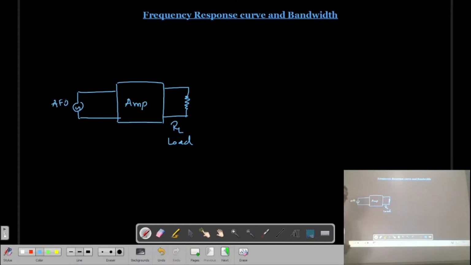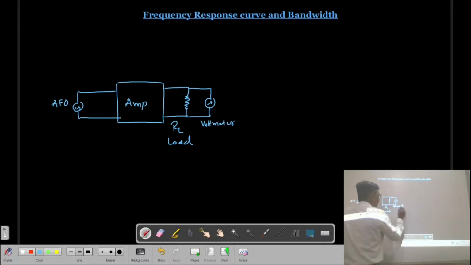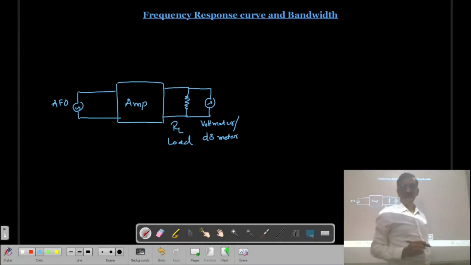Now we are going to measure the power gain of the amplifier, and we will measure this power gain in terms of dB. So across the load resistance, that is the output of the amplifier, we can connect a dB meter. A dB meter is nothing but a kind of voltmeter. Remember, it is a voltmeter calibrated in terms of dB, so it is known as a dB meter. This is the setup for finding the frequency response curve of the amplifier.